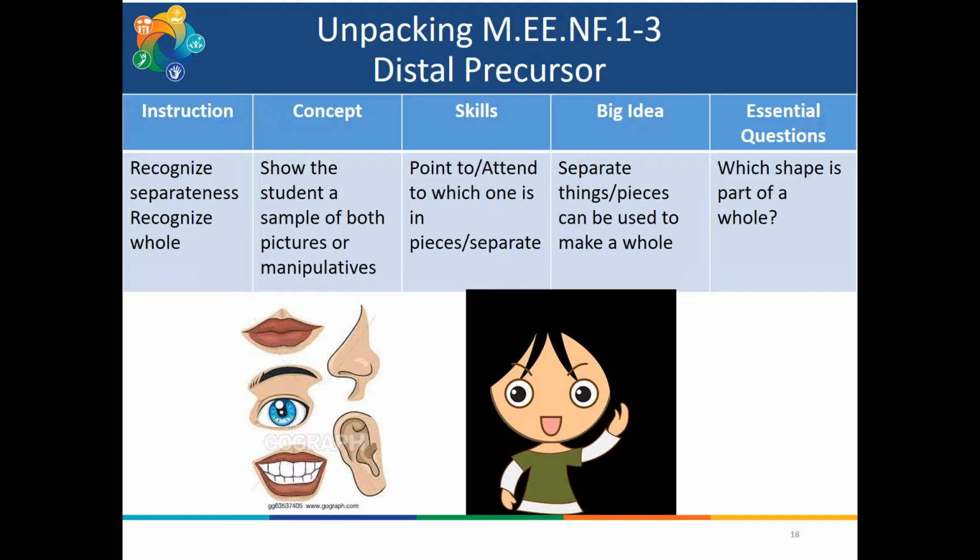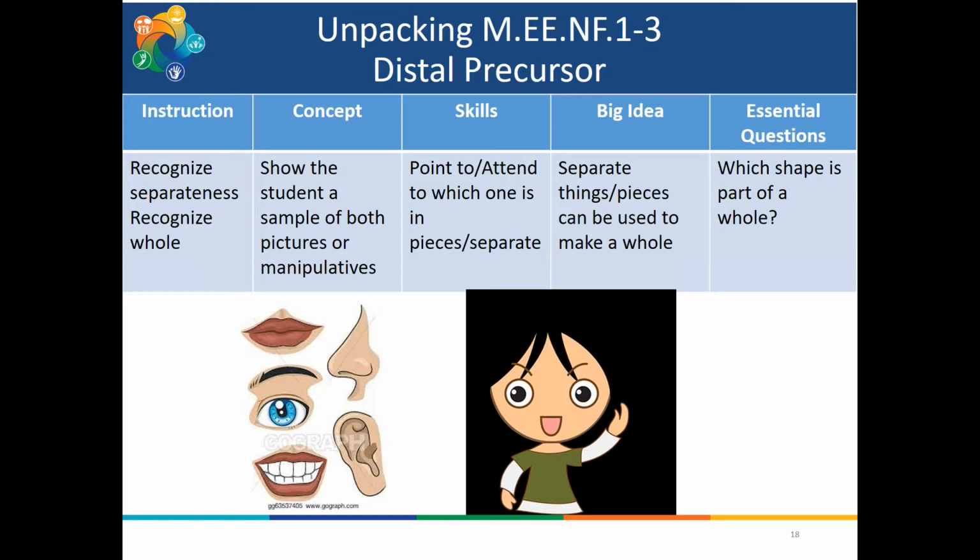So the big idea is that separate things and pieces can be used to make a whole. Obviously, I don't have copyright to the Mr. Potato Head, but that's a great hands-on tactile tool that you can use as well to kind of teach the concept. Of course, we want to link it to fractions, but we're looking at the distal precursor level. So a question that you may ask at this level, pulled from the essential element before, is which shape is part of a whole. Okay, and crafting your questions and instruction that way.